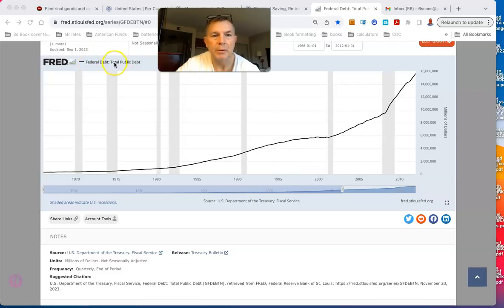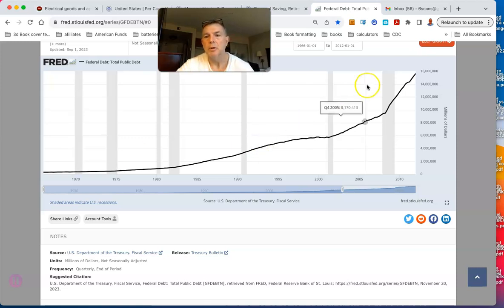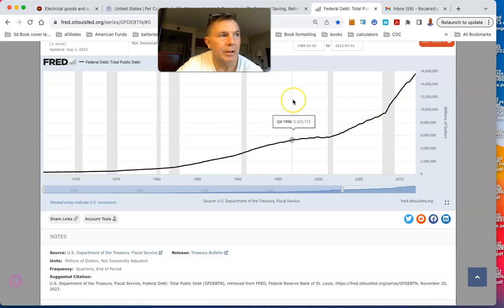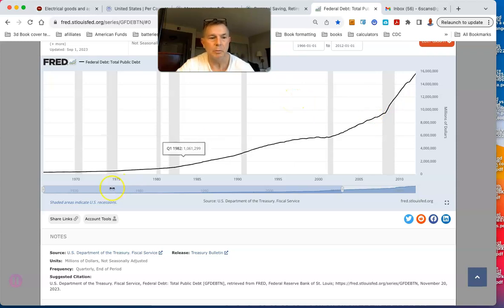Now, as you can see, federal debt, total public debt. And we can see, look, itsy-bitsy little spider. Look at that. $368 billion of total federal debt. But look at that jump right there. Look at that big jump in federal debt. I mean, that's definitely going to crash the dollar, is it not? Yes, it will. It will.